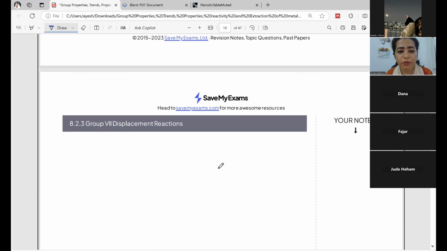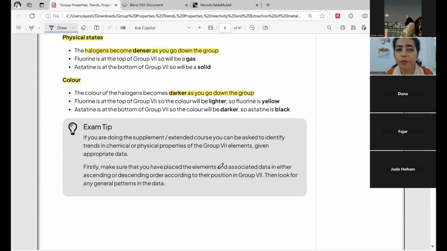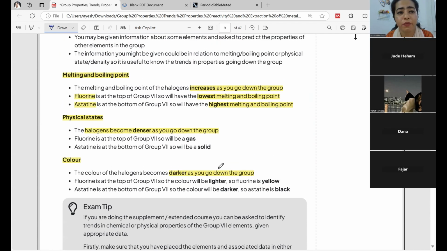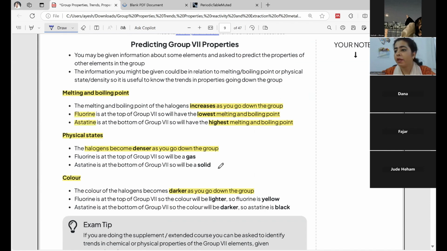Okay. So that's all about group 7 properties. We will see group 7 reactions as well. Before that, if you have any question till here, you can ask. Yes, Wafia.